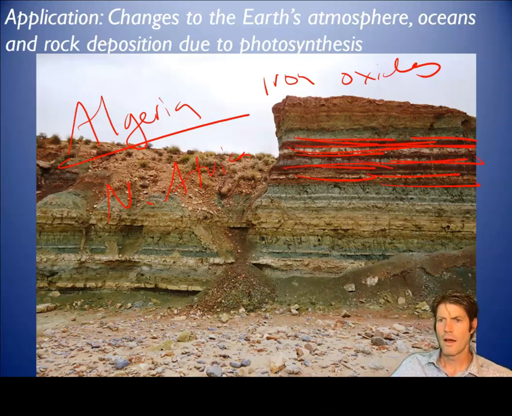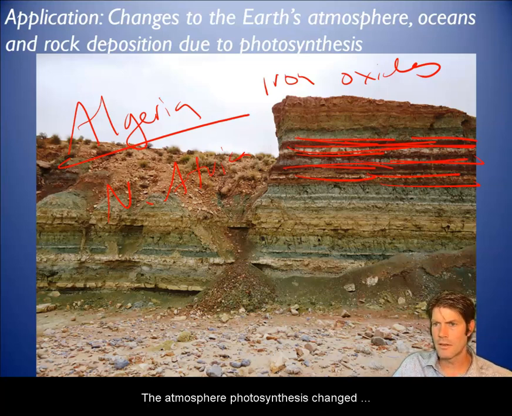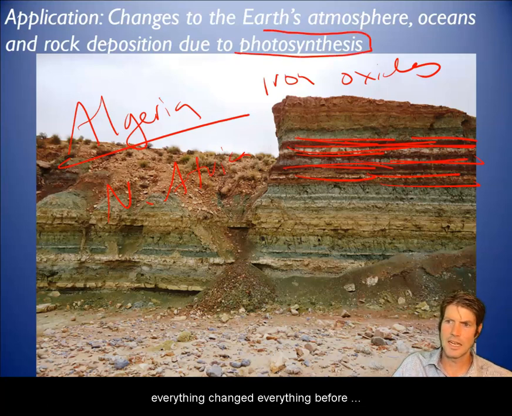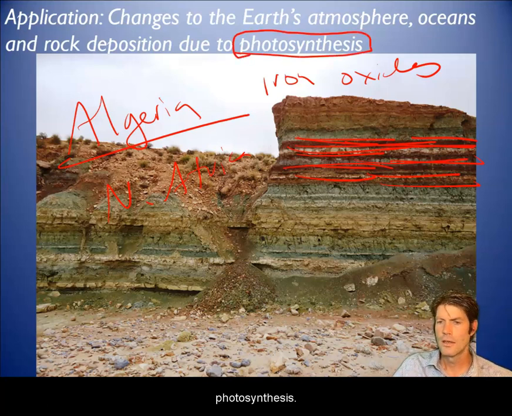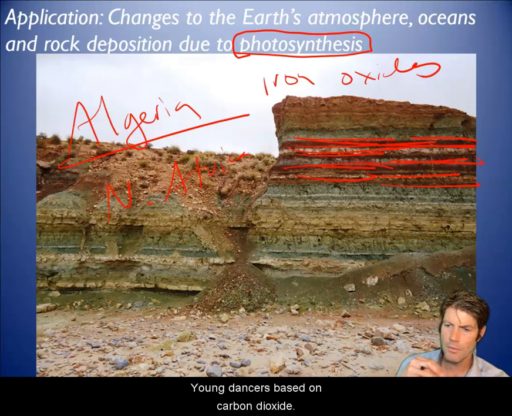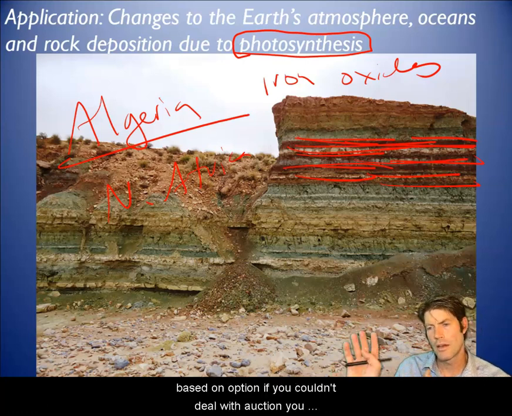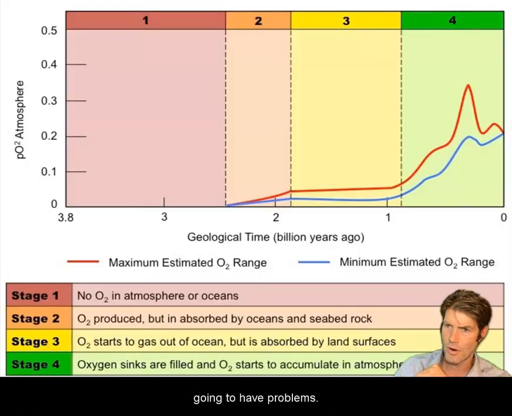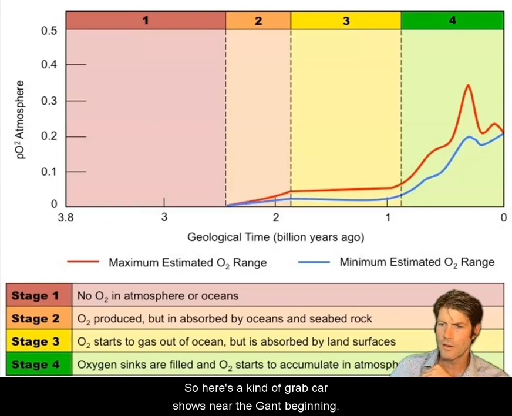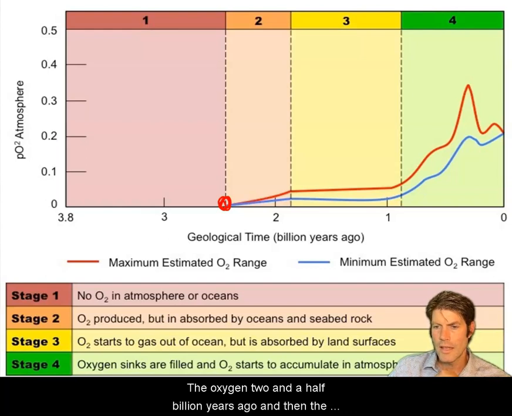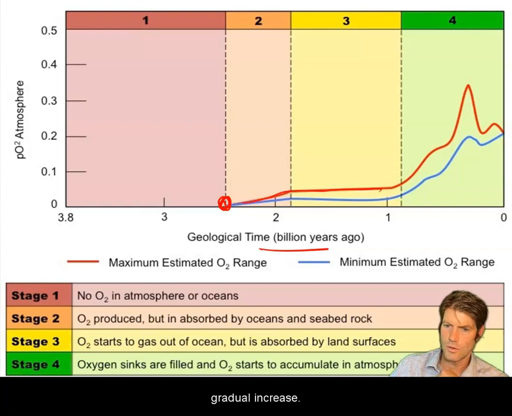Okay? But the atmosphere, photosynthesis changed everything. It changed everything. Before photosynthesis, the atmosphere is based on carbon dioxide, some methane, nitrogen, but now it's going to have to be based on oxygen. If you couldn't deal with oxygen, you're going to have problems. So here's a kind of graph that shows the beginning of the oxygen 2.5 billion years ago, and then the gradual increase. Stage 2, this is with the red beds here.